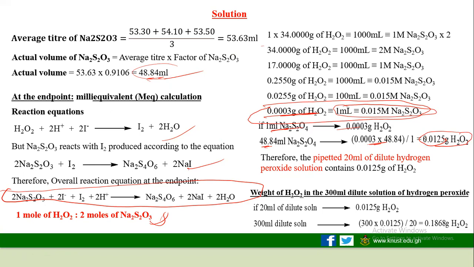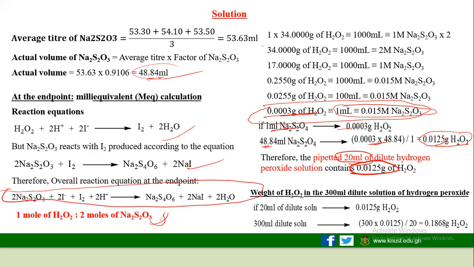So this is what we have gotten, right? Now, this is the amount of the peroxide in your pipetted volume. In your pipetted volume, that is the 25 mls. I'm sorry, the 20 mls here. That means the 20 mls of your pipetted volume contains 0.0125 grams of peroxide. I hope you are following.